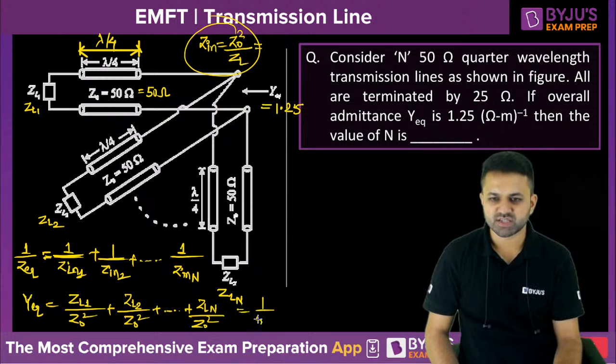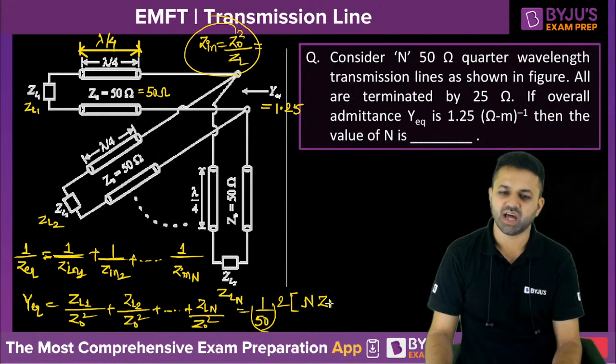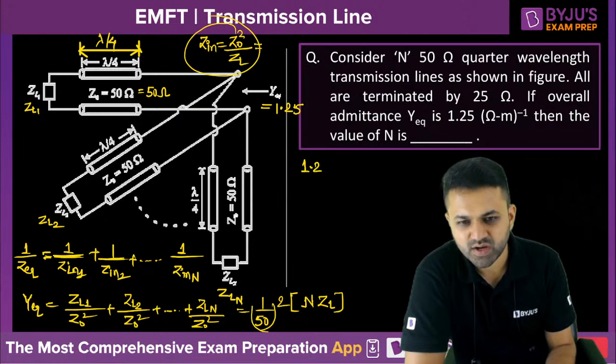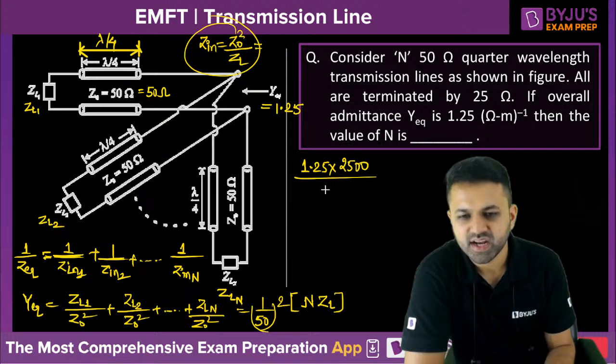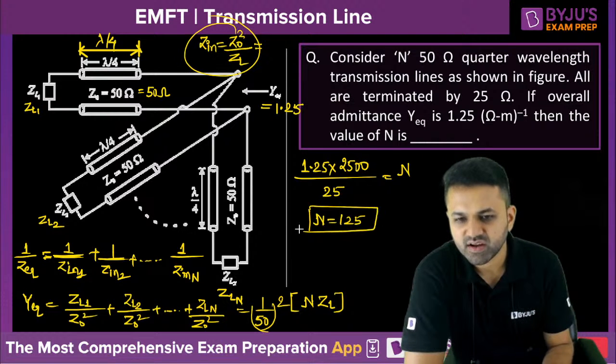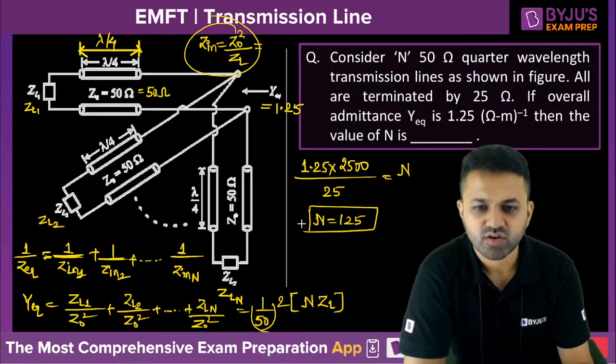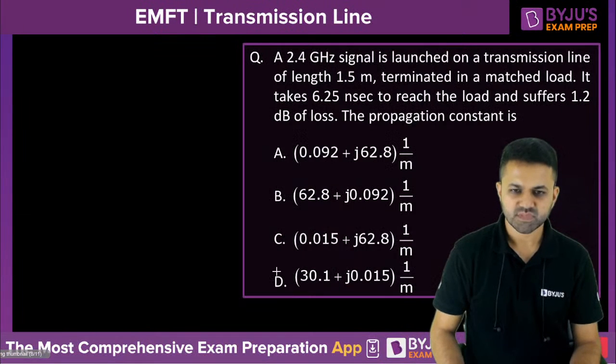So 1 upon Z0 square, which is 50 whole square, will be common, and there are n load impedances connected, all the same. So this is n into ZL, and Y equivalent is given as 1.25. It is multiplied with 50 whole square, that is 2500, divided by the load impedance. The load impedance is 25. So from here you will get the number of transmission lines connected, which is 125. Got it? Now answer this one.